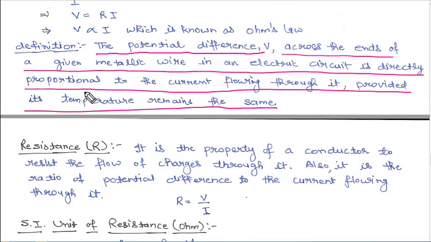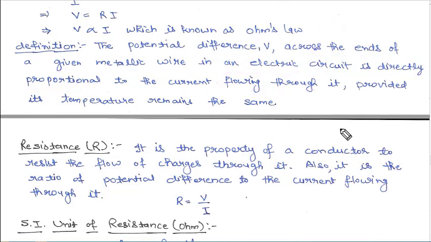This condition you have to remember, that if the temperature is constant, that means if we are not changing the temperature, then potential difference, which is V, is directly proportional to the current flowing through the conductor. Clear? But the condition is temperature must remain the same. We cannot change the temperature. Now we will find out what is R, resistance.